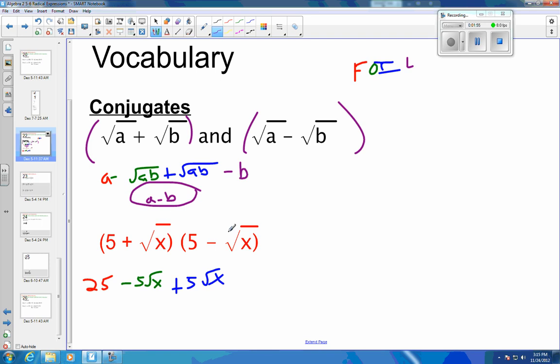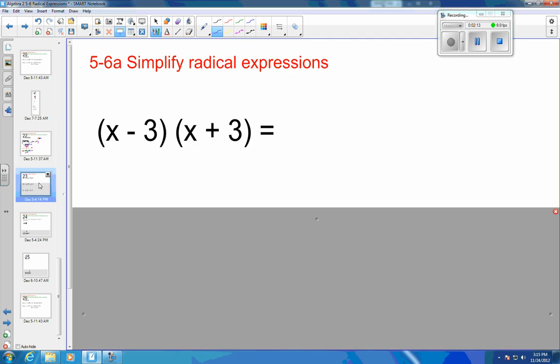And the last, square root of x times square root of x is just x, and it's a positive and a negative, so it's a negative. Middle terms are exactly alike, except one's positive and one's negative, so middle terms drop out, and you get 25 minus x. No radicals whatsoever. So that is finding your conjugates and what we're doing with our conjugates.